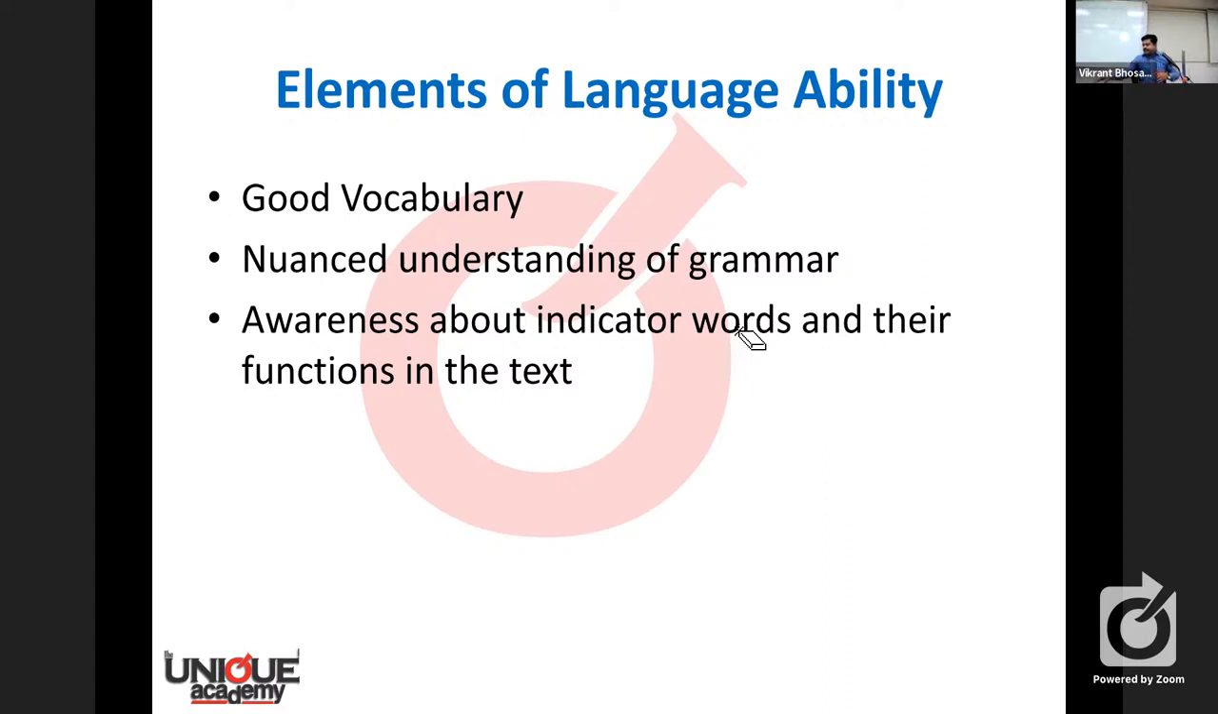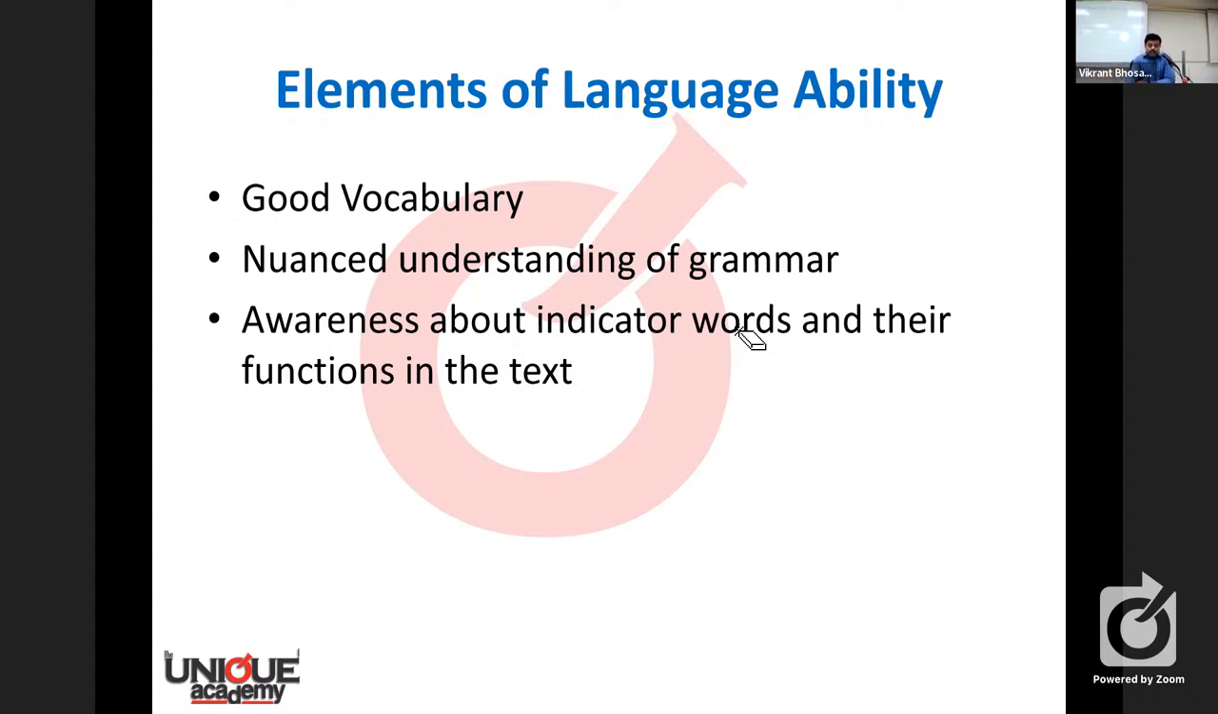One good source right now for grammar is English Grammar by Wren and Martin. These three things you have to look at in it.